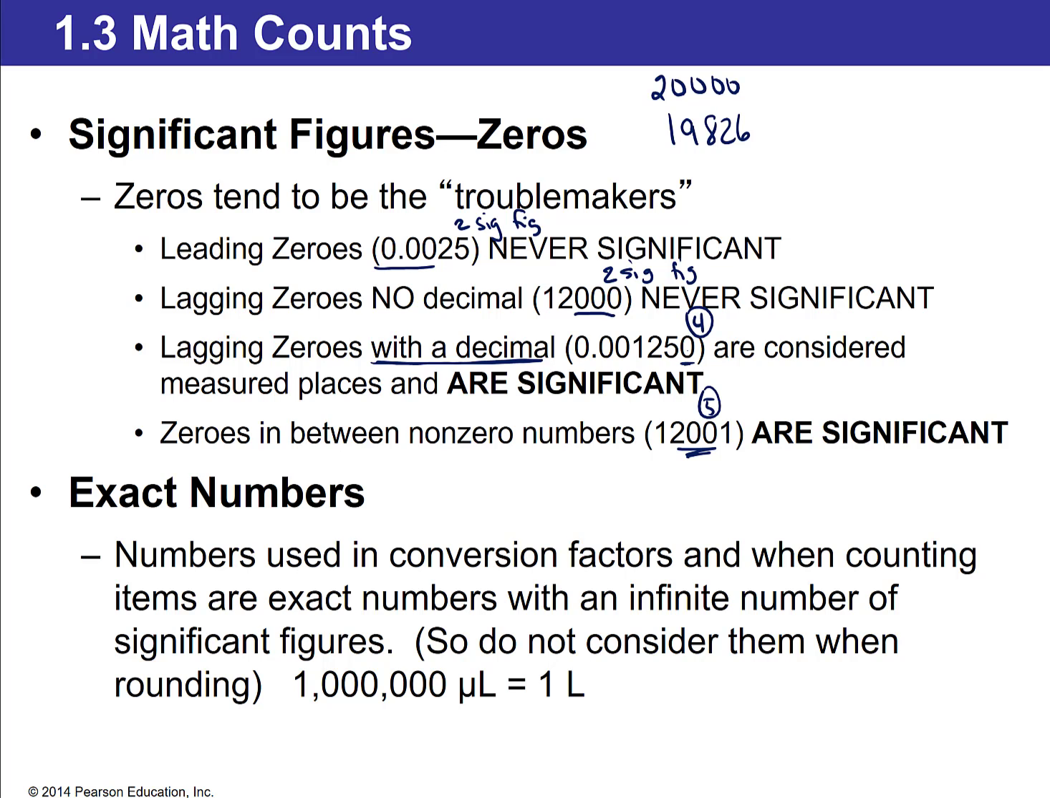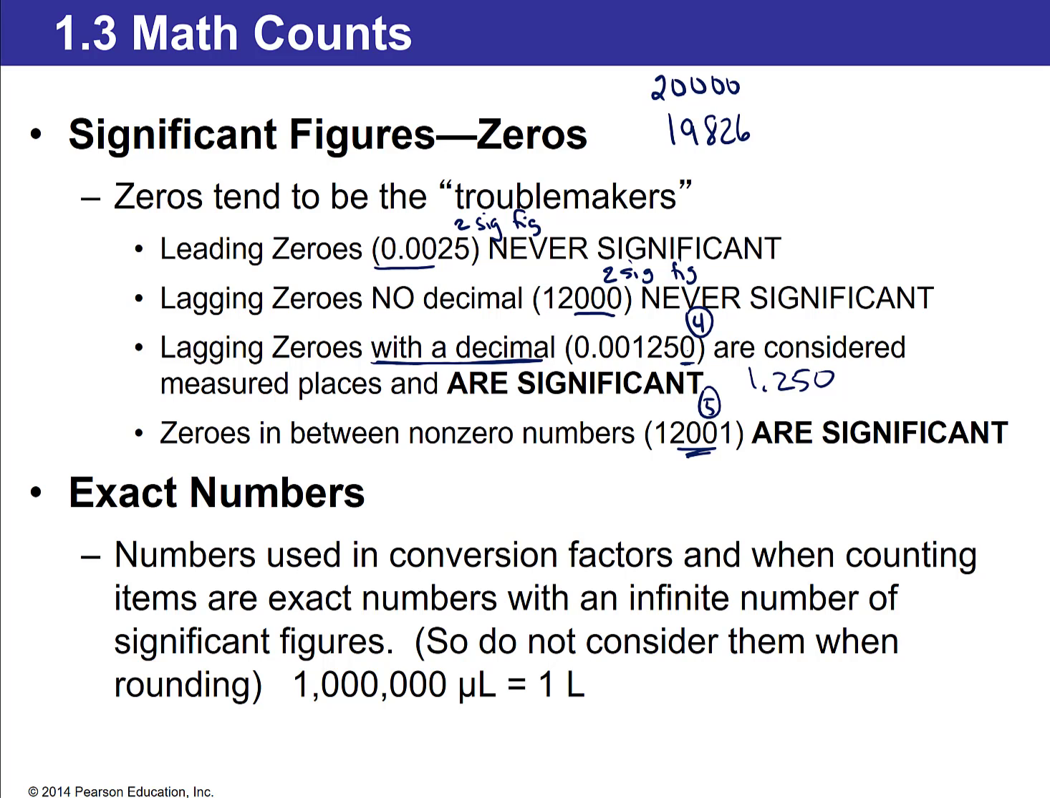It doesn't matter where the zeros come, any zeros at the end with a decimal count. Like I had this one, 0.001250. I could have 1.250. Still, that 0 at the end is considered a significant figure because it means that I measured down to that place.